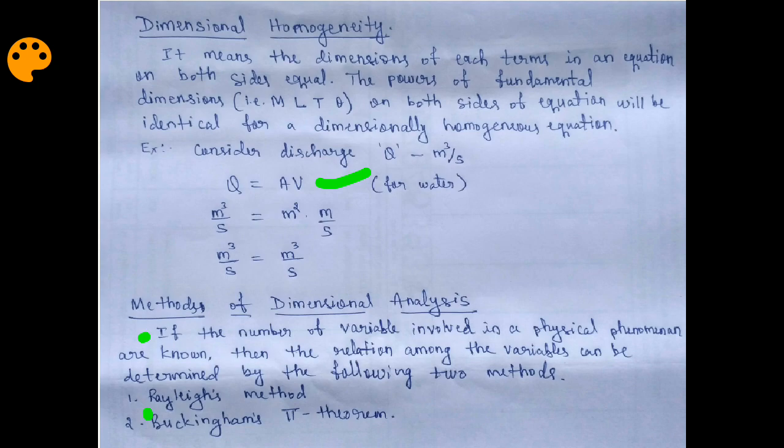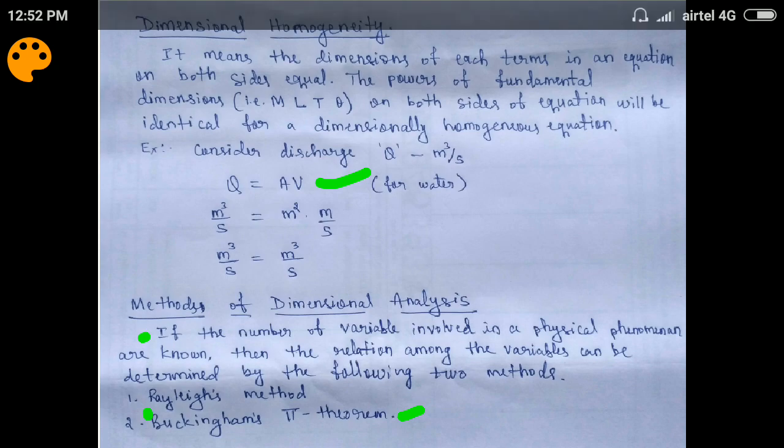There are two methods: Rayleigh's method and Buckingham's pi theorem. Rayleigh's method is useful up to 3 or a maximum of 4 variables. If the number of variables increases, it is very difficult with Rayleigh's method, so we go for Buckingham's pi theorem, with which we can solve for n number of variables. We'll see both methods in the future class. Thank you.